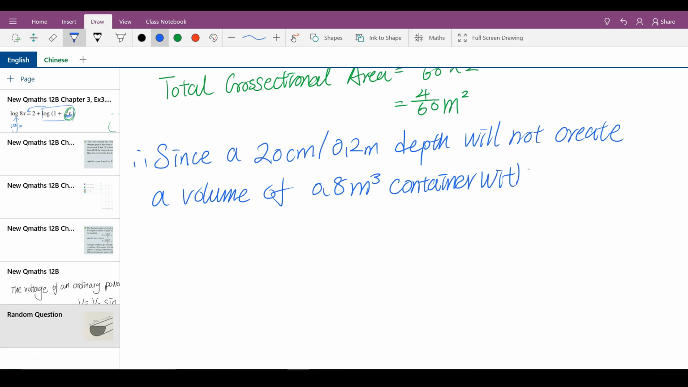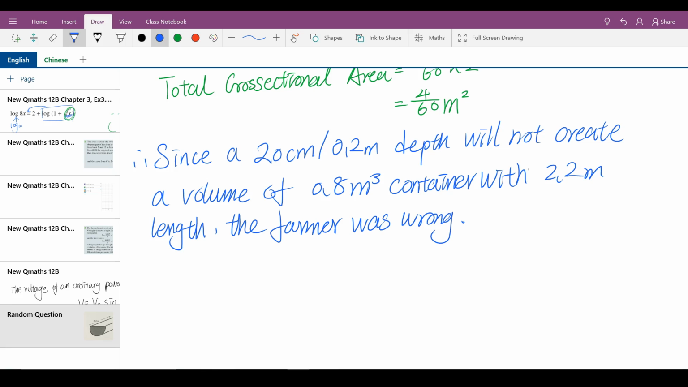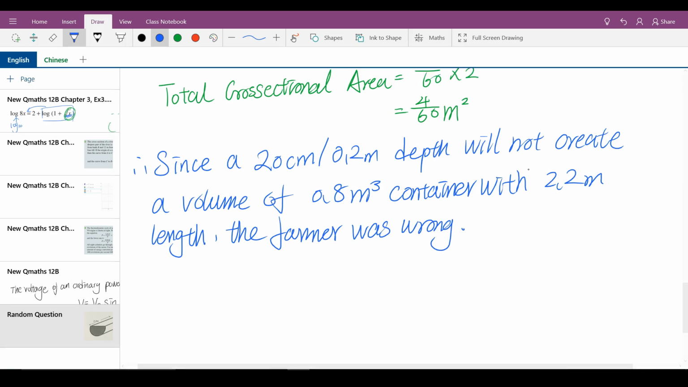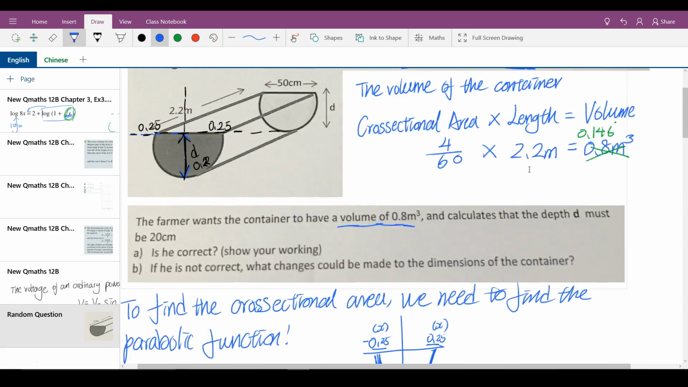with 2.2 meter length, the farmer was wrong.